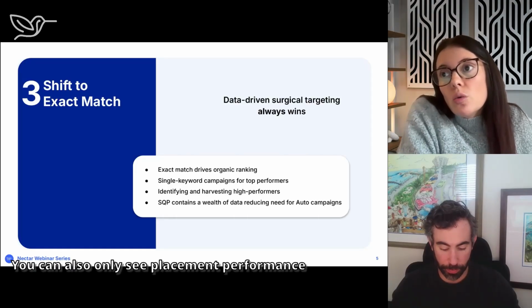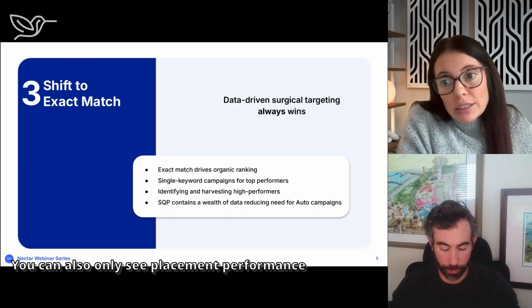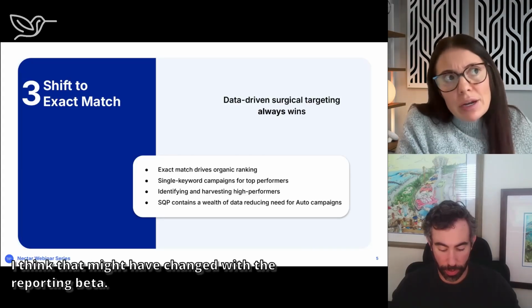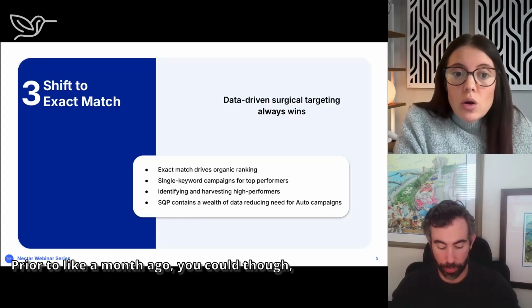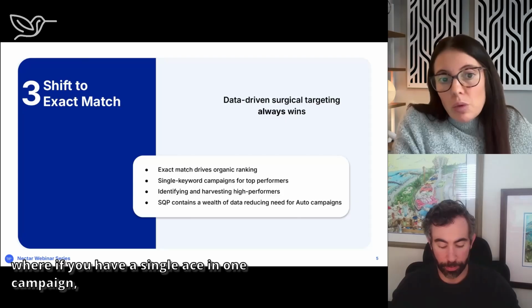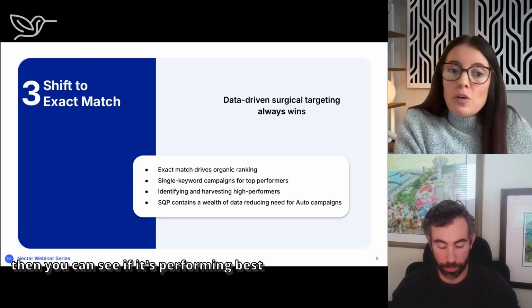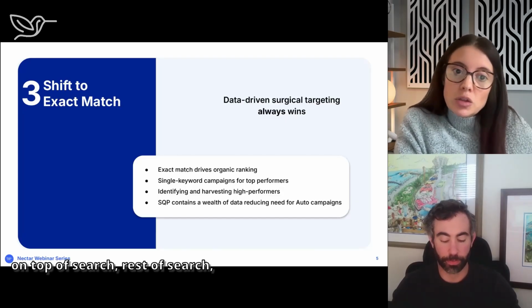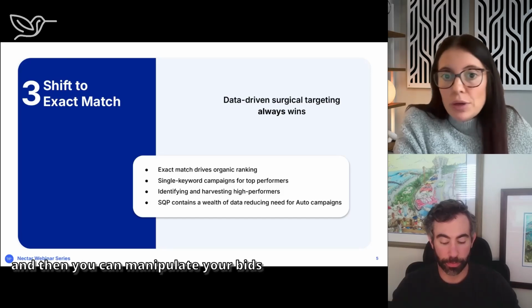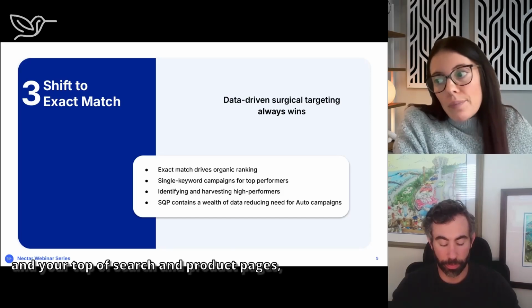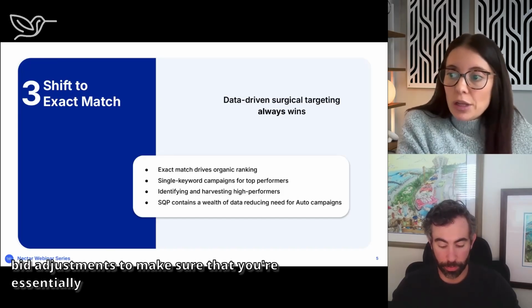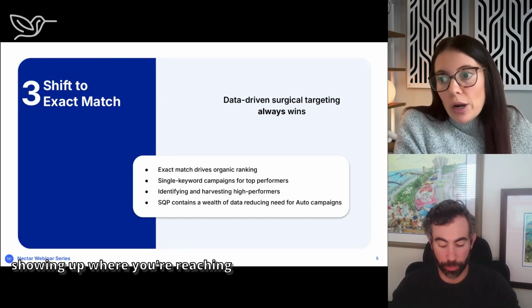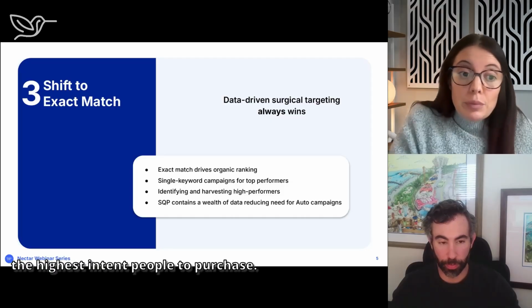You can also only see placement performance on a campaign level. I think that might have changed with the reporting beta. Prior to like a month ago, you could though, where if you have a single ASIN in one campaign, then you can see if it's performing best on top of search, rest of search, or product detail pages, and then you can manipulate your bids and your top of search, rest of search, and product pages bid adjustments to make sure that you're essentially showing up where you're reaching the highest intent people to purchase.